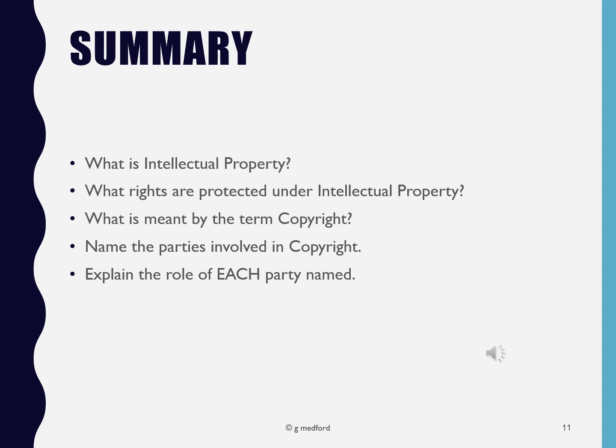What is intellectual property? What rights are protected under intellectual property? What is meant by the term copyright? What are the names of the parties involved in copyright, and the role each party named plays in the copyright and intellectual property process? Okay, so good luck.